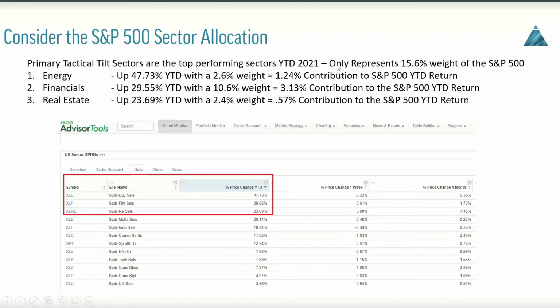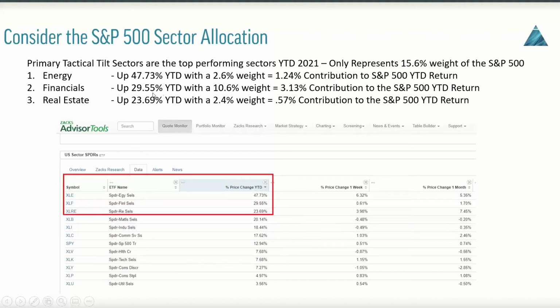So if you consider, again, the combined weight of these 3 sectors representing 15.6% of the weight, and you consider that energy is up almost a whopping 50% year to date, and when you consider that it only has a 2.6% weight in the S&P 500, you're looking at about a 1.24% contribution year to date to the S&P 500 return. It's not a whole lot. Although there's a lot of talk about these sectors, it's really not a lot of contribution.